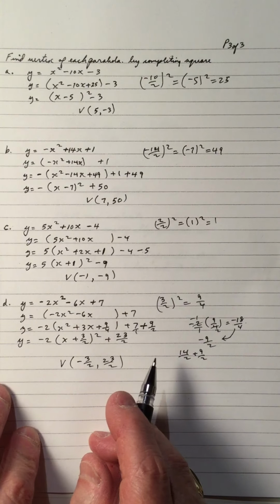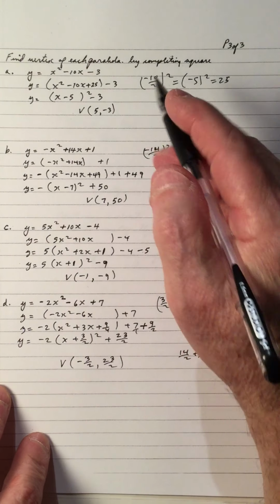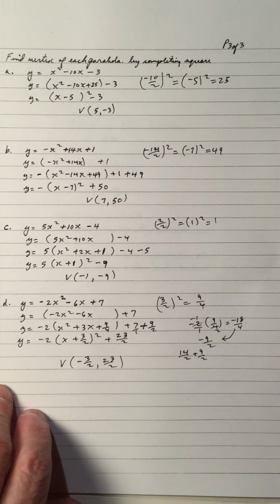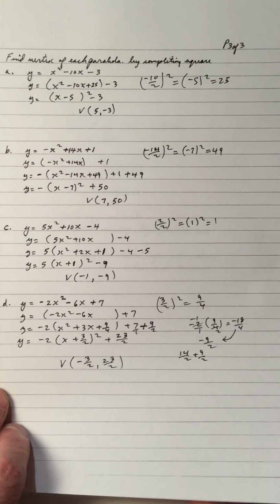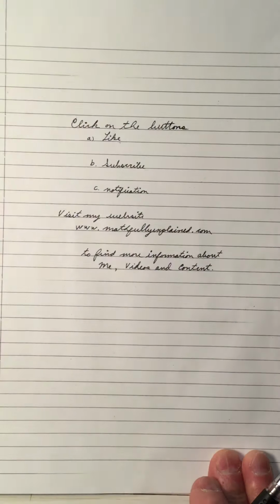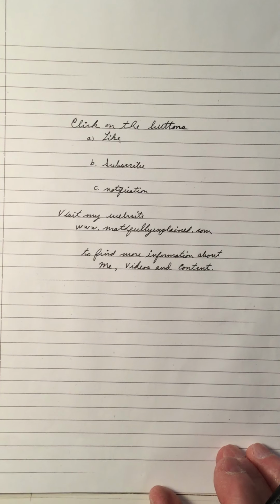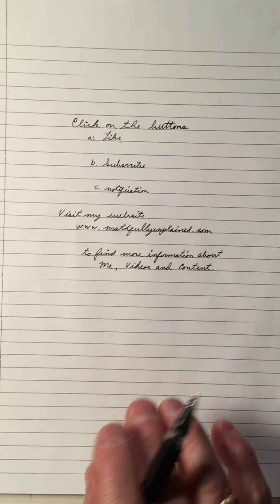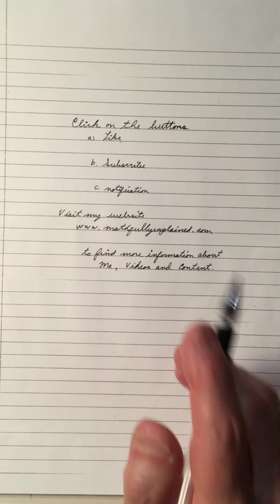So that's changing the standard form to vertex form by completing the square. Hopefully you understand what we're doing. We did something very similar when we solved the equation by completing the square, but when we're solving, we balance each side. Okay.